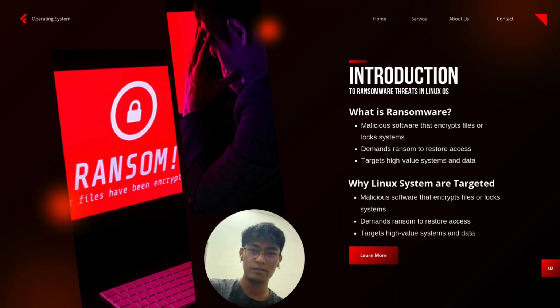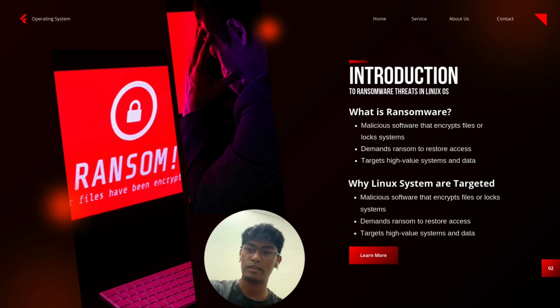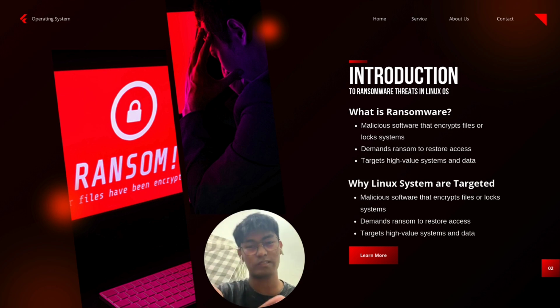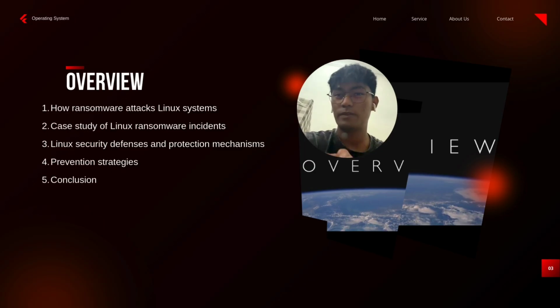It is because they are widely used in servers, cloud platforms, and enterprise environments that host critical services and sensitive data. These systems often run continuously and are exposed to the internet, increasing attack opportunities. If compromised, a Linux server can cause significant operational disruption, making it a highly valuable target for ransomware attackers to get their money. That is all from the introduction.